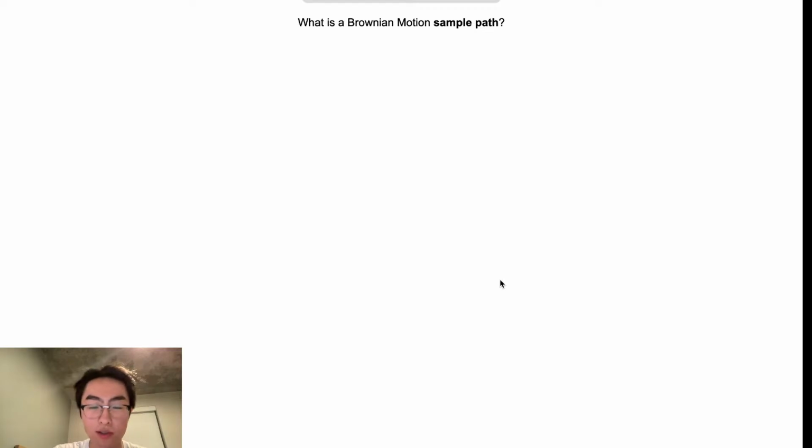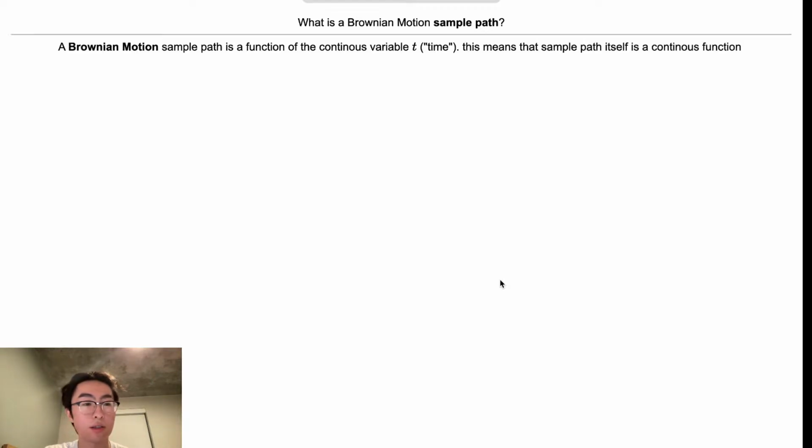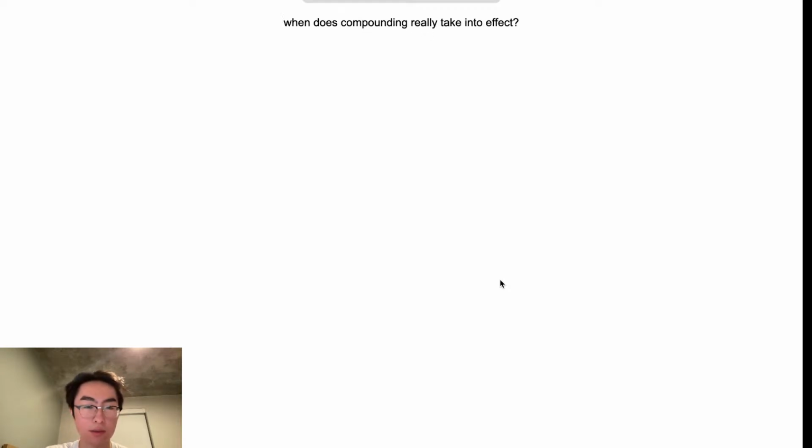What is the Brownian motion sample path? It's just the realization, or it's just used to kind of describe the possible path of an asset price. It's a sample path. It's a function of continuous variable time. Okay, kind of got that wrong, but I'm gonna just skip this for now.